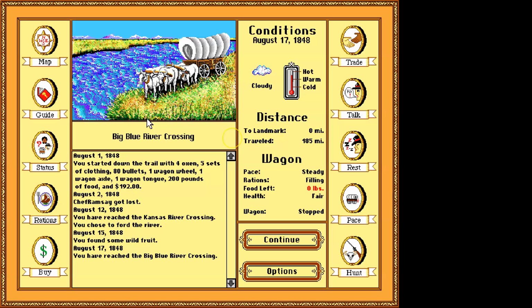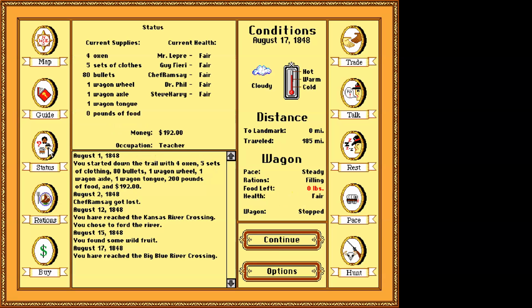I have reached the Big Blue River crossing. Okay, so I'm going to continue again. Actually, before I continue, let's take a look at the status of my group members. Current health, so I'm in fair health, Guy Fieri's in fair health, Chef Ramsay's in fair health, Dr. Phil, fair health, Steve Harvey, fair health. Okay, sounds good. We have 0 pounds of food, so I guess we ate all our food already. That could be a problem.